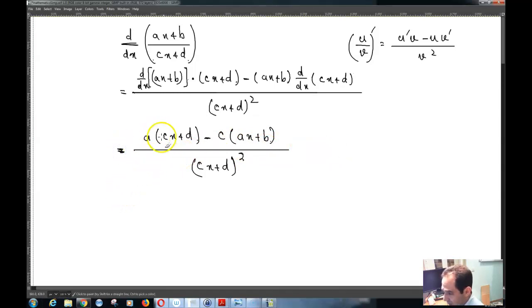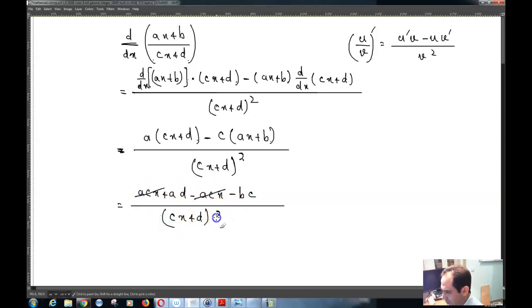They have written this as acx plus ad minus acx minus bc over cx plus d whole squared, and these two terms you can cancel out, which is the same thing as ad minus bc over cx plus d whole squared. So that's ad minus bc over cx plus d whole squared.